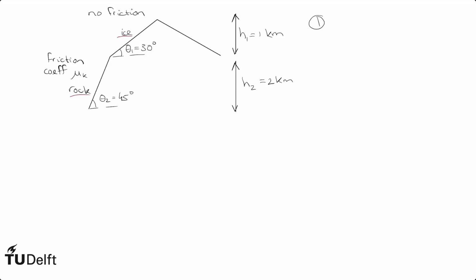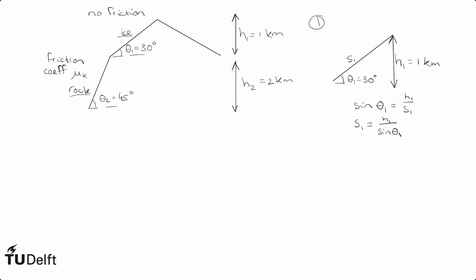Now, there are two ways of calculating the amount of work done by the gravitational force. One is saying, well, we have this slope of ice. We start at the top, we end at the bottom. We know that this height, h1, equals 1 kilometer, and we know that this angle theta 1 equals 30 degrees. So we can calculate this distance s1, where the sine of theta 1 is h1 over s1, so s1 is h1 over the sine of theta 1.